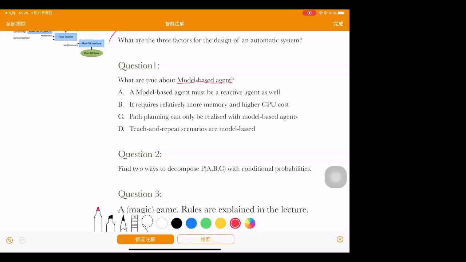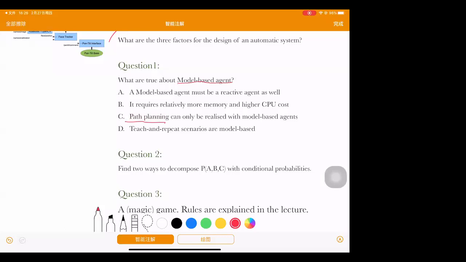The C, path planning can only be realized with a model-based agent. Is this true? If you want to plan a path around the environment, path planning can only be realized with a model-based agent. This is true, right? When you talk about path planning, that means you already have some idea about the environment. That idea of an environment is the model of the environment. Typically, it's a map.